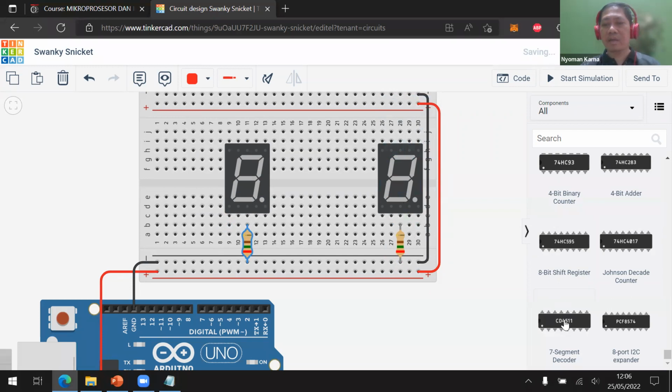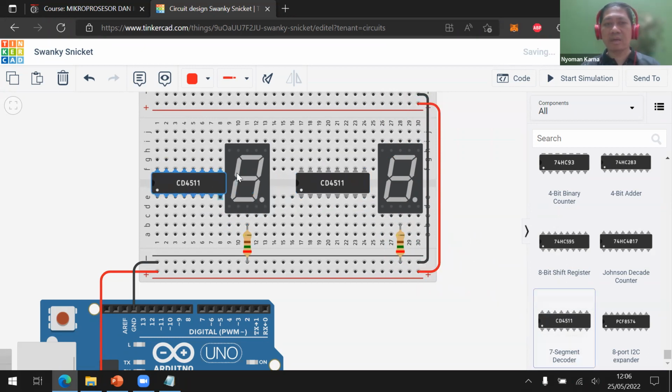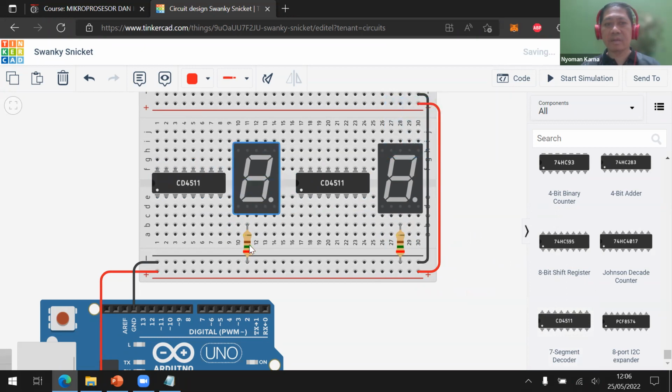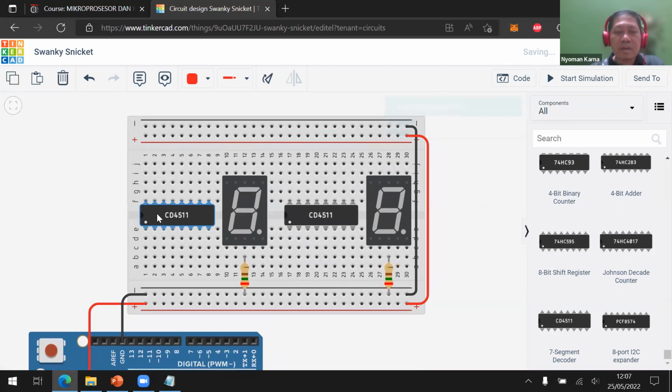Okay. Now we need 2 7 segment decoders. This one is for this 7 segment, and this one is for this 7 segment. Okay, it's too close. Let's move on. Okay. Very good. Now, power up the 7-segment decoder. This one is the power. This one also the power. And this one is the ground. And this one is the ground.